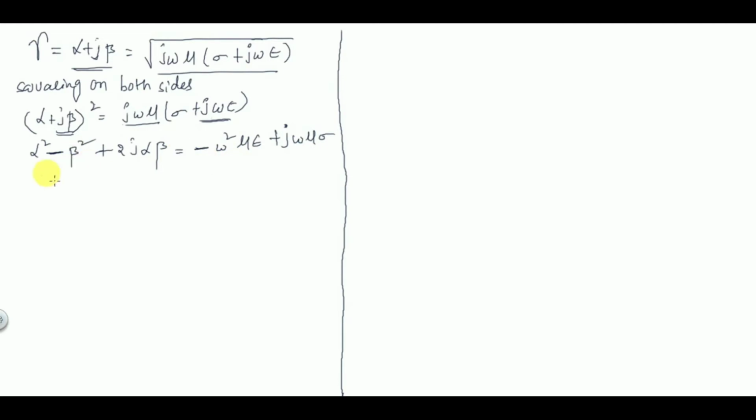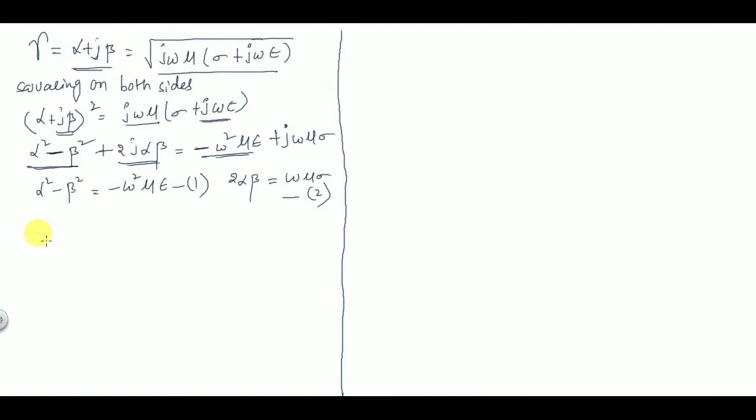Okay, so equating real parts and imaginary parts, we require only the real part, of course, right? If you equate the real part, what you'll get is alpha square minus beta square is equal to minus omega square mu epsilon. Let this be equation number 1. Similarly, for the imaginary part, it will be 2 alpha beta is equal to omega mu sigma. Let this be equation number 2.